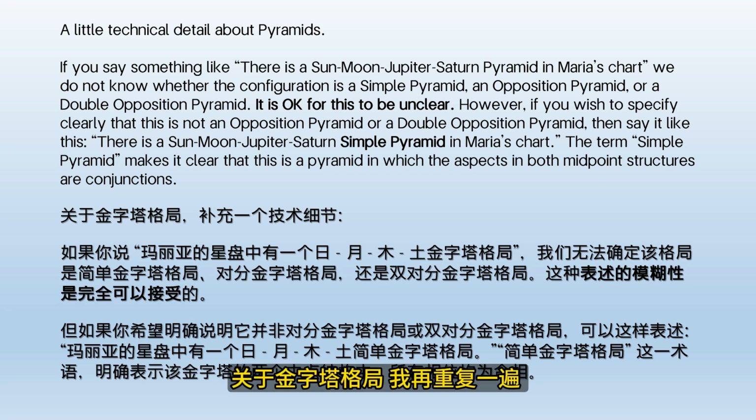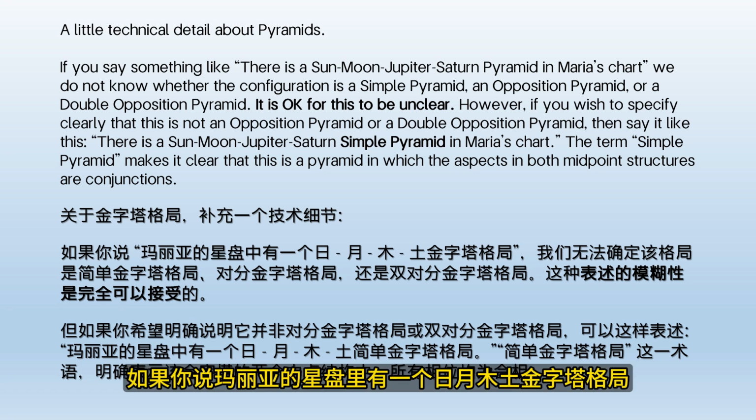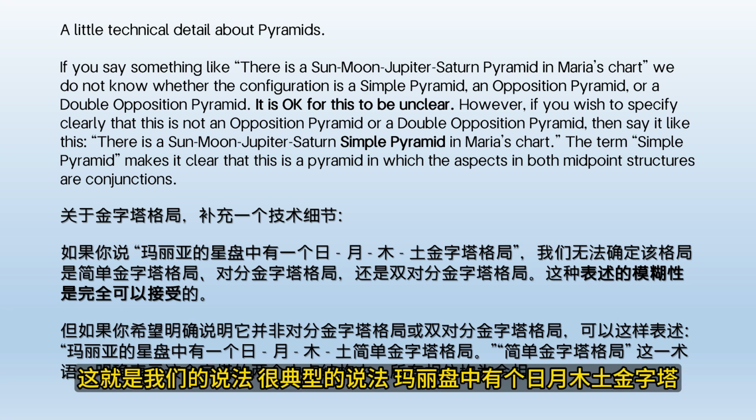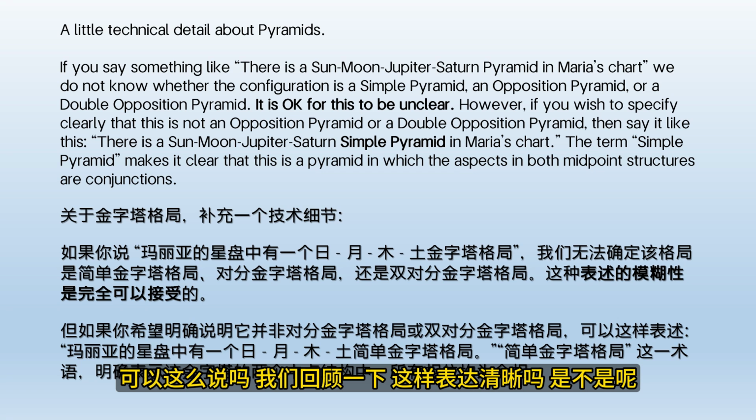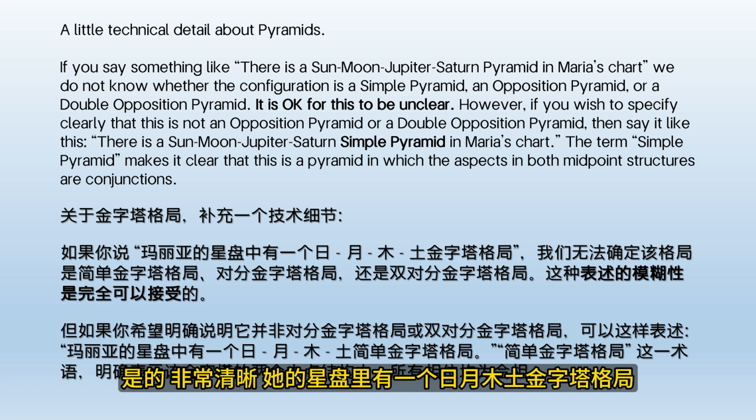In regard to pyramids, just to repeat this one more time, and then we're going to start looking at how to find these things. If you say something like there's a Sun, Moon, Jupiter, Saturn pyramid in Maria's chart, that's how we say it. That's a typical way to say it. There is a Sun, Moon, Jupiter, Saturn pyramid in Maria's chart. Is that okay to say? Let's review. Is that good communication? Yes or no? Yes. Very good communication. She has a Sun, Moon, Jupiter, Saturn pyramid in her chart.